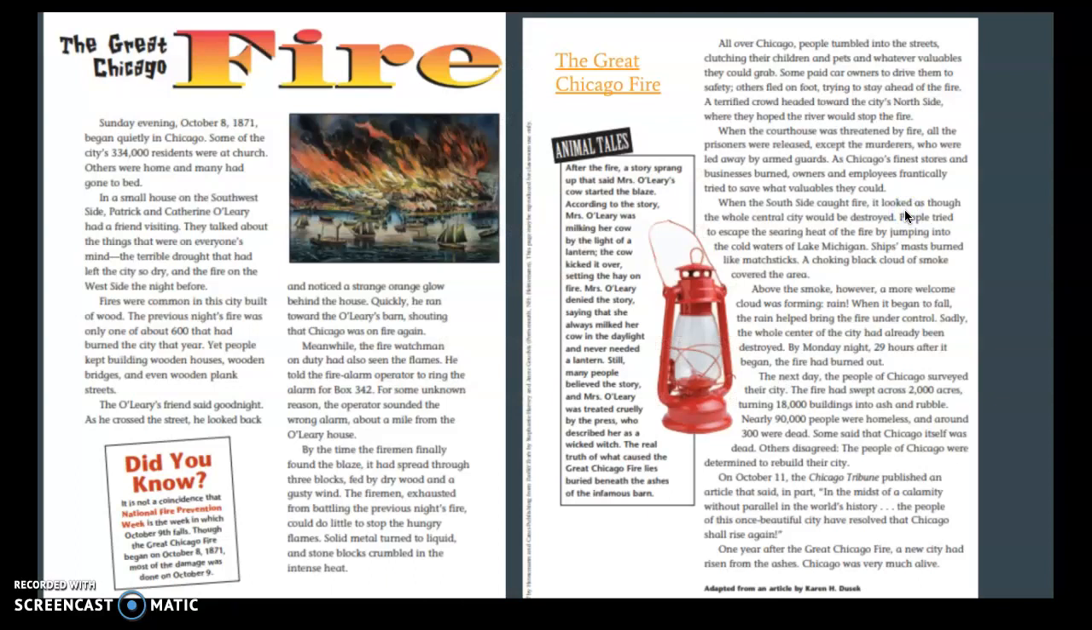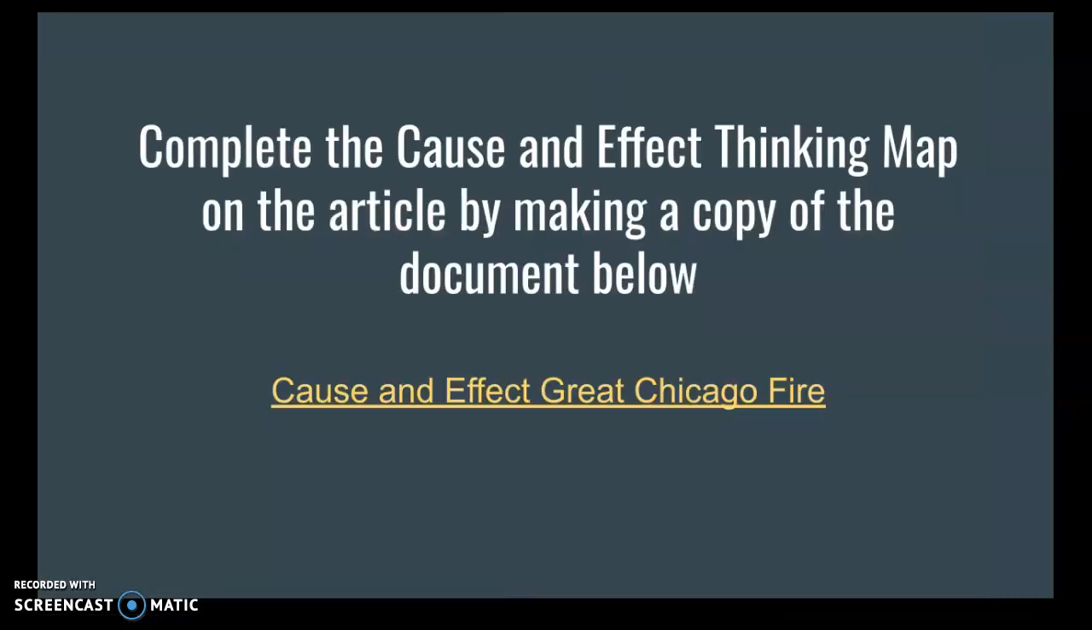What you are going to do is read this article on the Great Chicago Fire. After you read the article, you are going to complete a cause and effect thinking map, identifying causes for the effect of the Great Chicago Fire. And you will be asked to make a copy of it for you to fill out on your own.